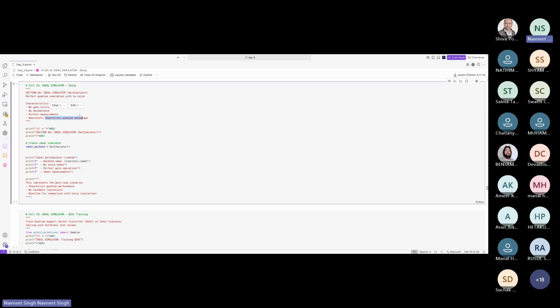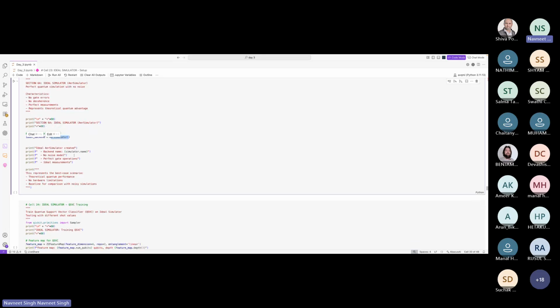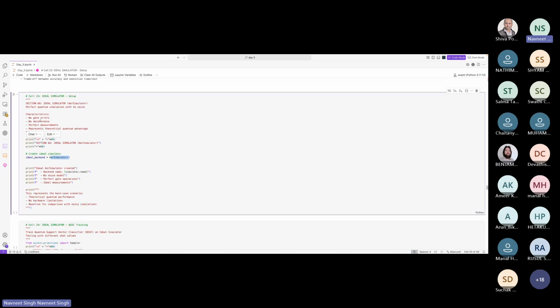In theory, it is perfectly functioning like a fault-tolerant quantum computer, which in the real world is at least 10 years in the future. Later in the execution, I will show how we can add noise to this ideal simulator to get what current quantum computers are capable of doing.